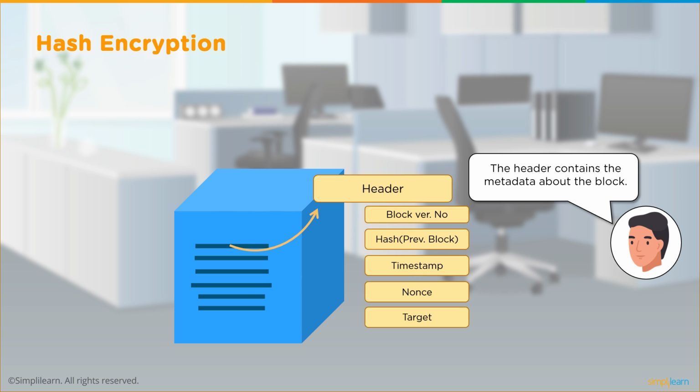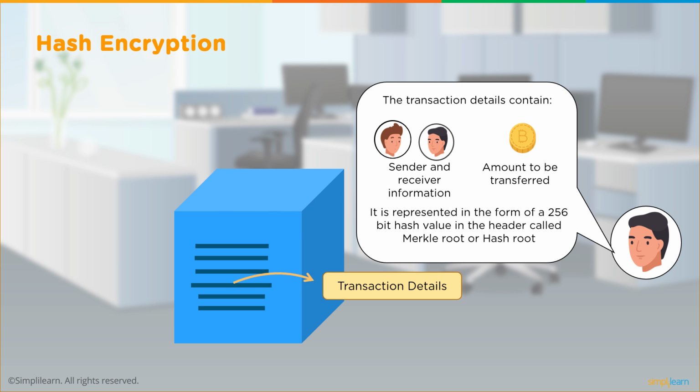Now the header has the following set of attributes. It has the block version number, the hash of the previous block to which it is linked, the current timestamp, the timestamp at which the block was verified, the nonce (we will see what the meaning of nonce is), and the target value. Now, the transaction details are nothing but the example which we talked about earlier. It is the transaction which the sender and receiver are sharing. The sender is trying to send a certain amount of Bitcoin from his account to the receiver's account.